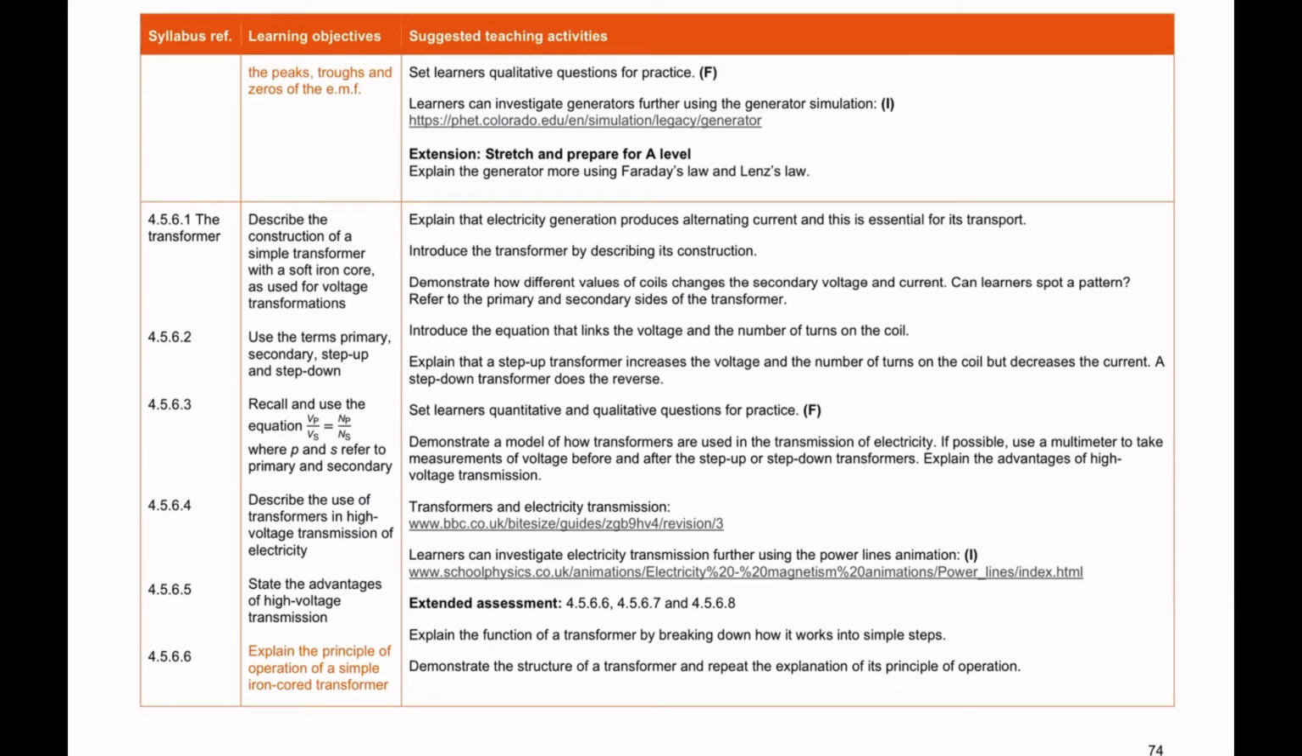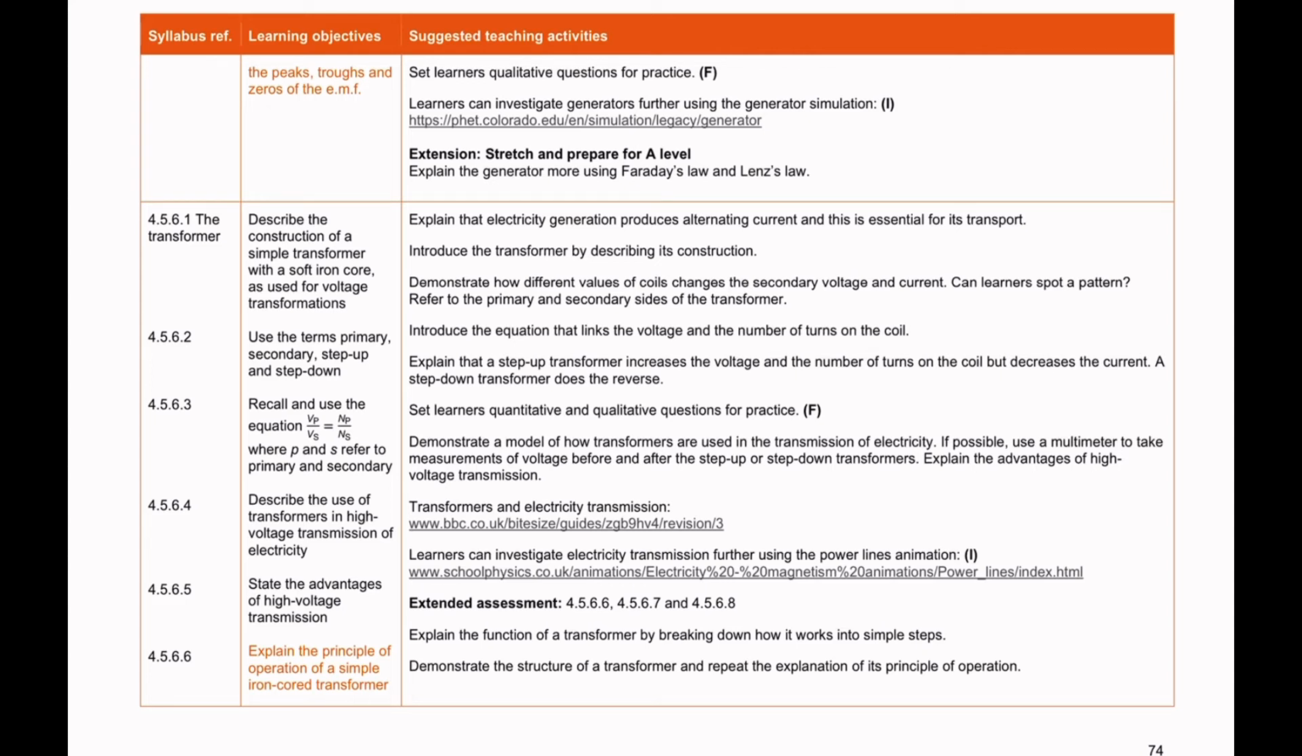Key concept 4.5.6.1 Transformer. Describe the construction of a simple transformer with a soft iron core as used for voltage transformations. Use the terms primary, secondary, step up, step down. Recall and use the equation Vp upon Vs is equal to Np upon Ns, where P and S refer to primary and secondary. Describe the use of transformers in high voltage transmission of electricity. State the advantages of high voltage transmission.